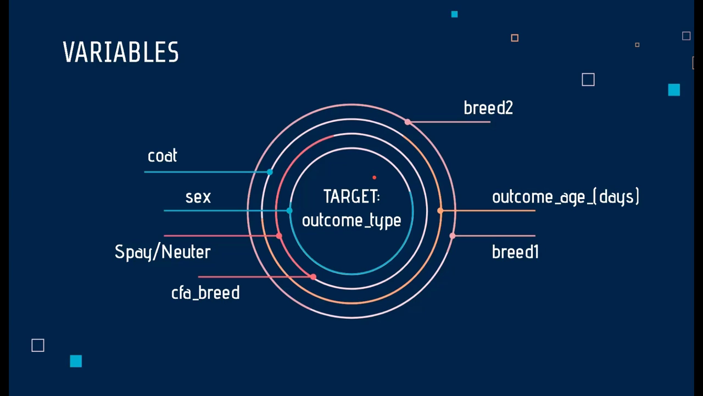So before that, let me explain some variables that have been selected before. These variables have been selected just by thinking logically during the previous process. The variables are the code, sets of the animal, the speed or nature, CFA breed, breed 1, breed 2, and outcome days. The target variable of this model is the outcome type.